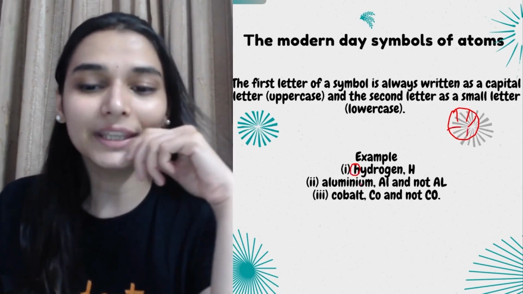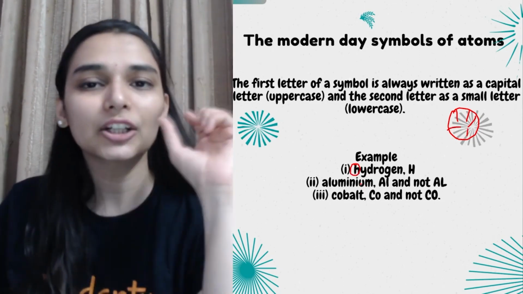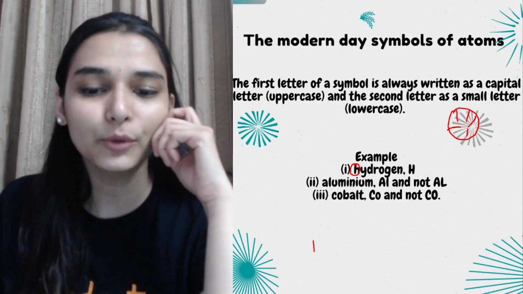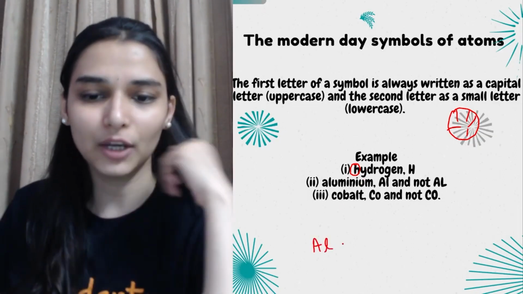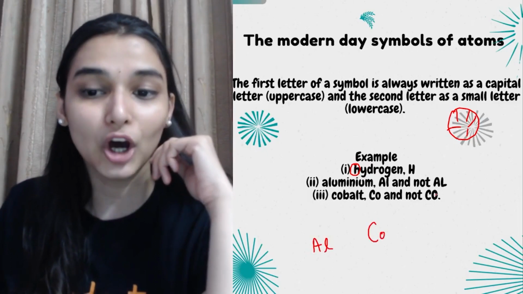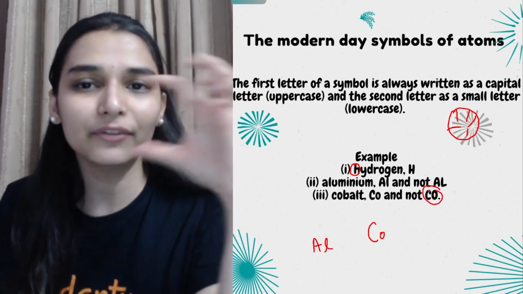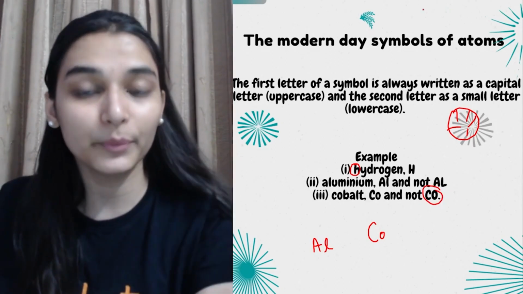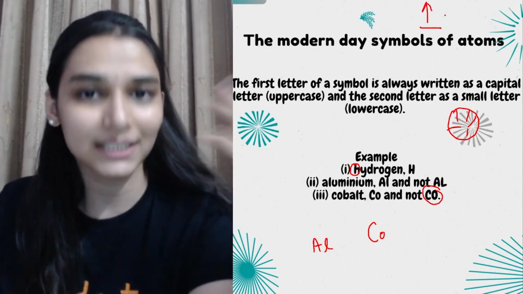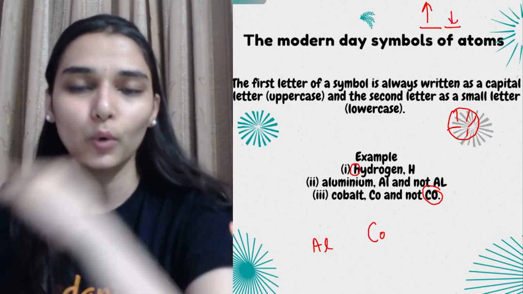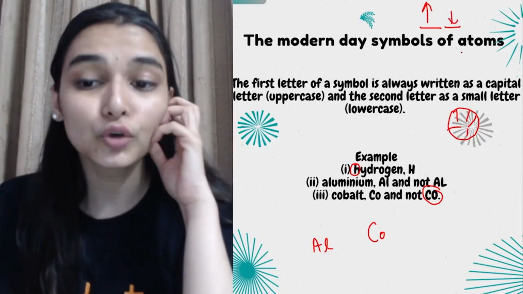Okay, aluminium: at maximum you can take two alphabets from the name of the element. So aluminium is written as Al. Cobalt is Co, not C capital O. This becomes important whenever you write the symbol of an element. Make sure the first alphabet you write is in uppercase, capital, and the second one is in lowercase, it should be small.